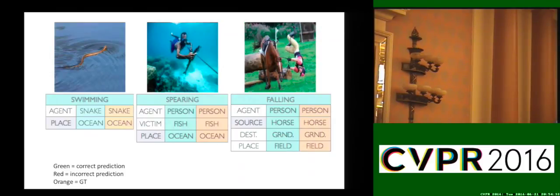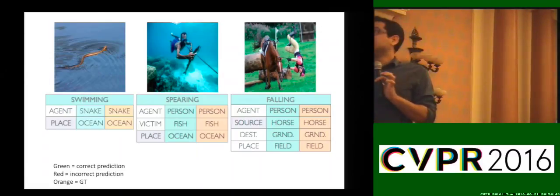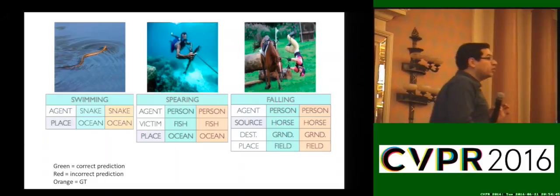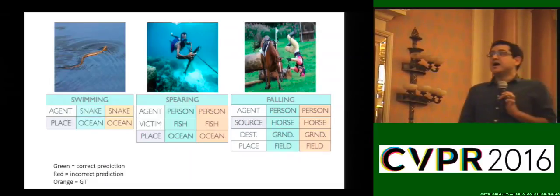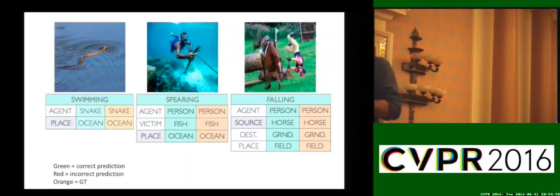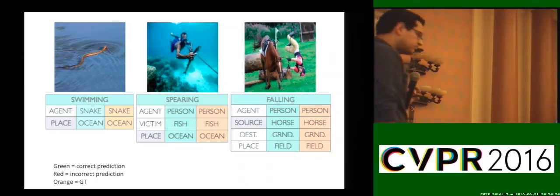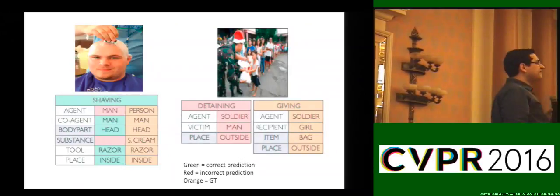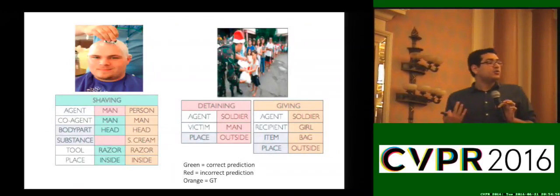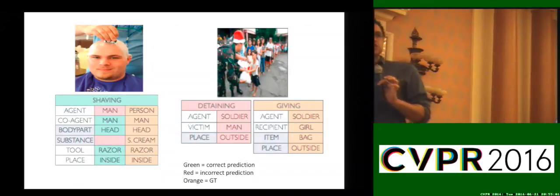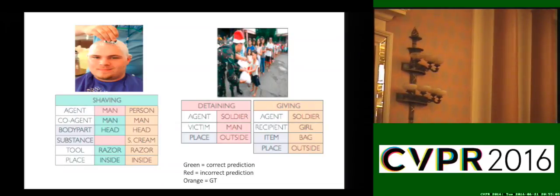Here are some examples of what Mark's system can produce. For the image on the right, it can not only say it's falling, but it can say that the agent of this verb is a person, coming from a horse to the ground, and it's happening in a field. Or a person is spearing a fish in an ocean. This is a very rich understanding of what's happening within an image, and it's very suitable for answering questions about what is happening.